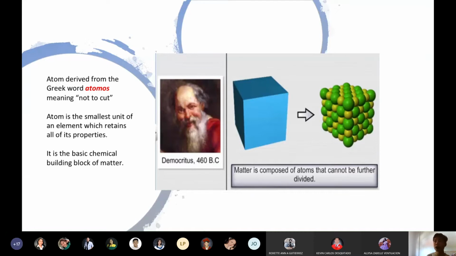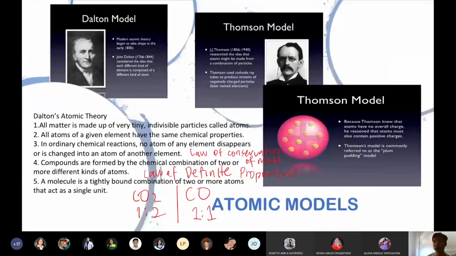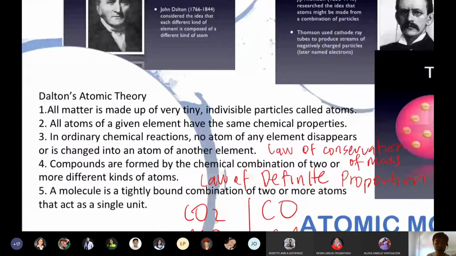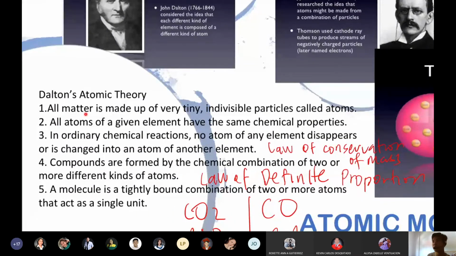That was further enhanced by Dalton with his experiments, no? So what Dalton did is that he just expounded all the ideas about atoms, no? So sinabi niya, itong number 1, this is just a reinstatement of the Democritus idea. The second statement tells us that each atoms are different per element, no? So they started discovering different elements na kasi this time, no? Based on experiments, no?